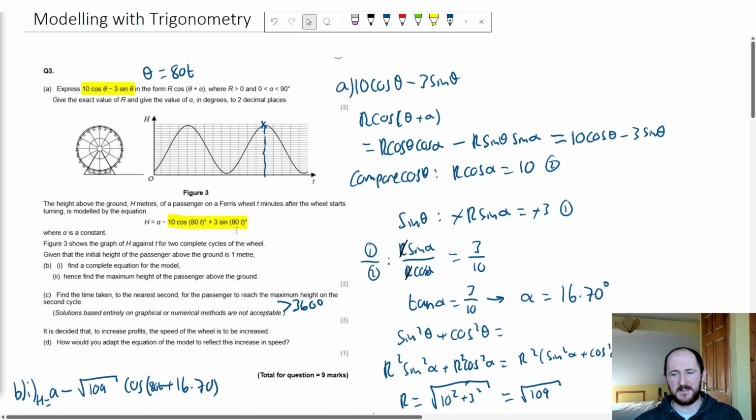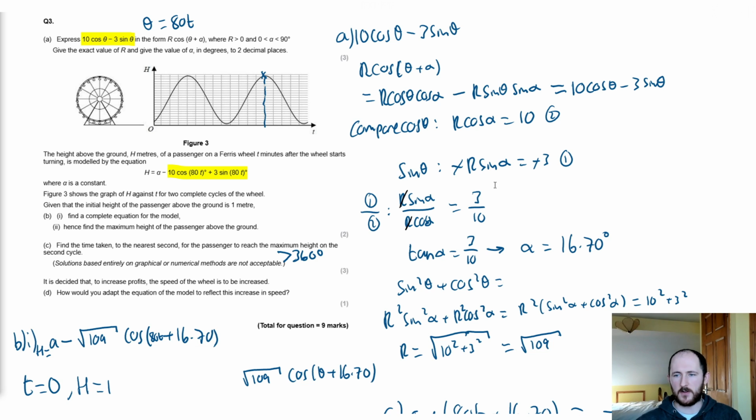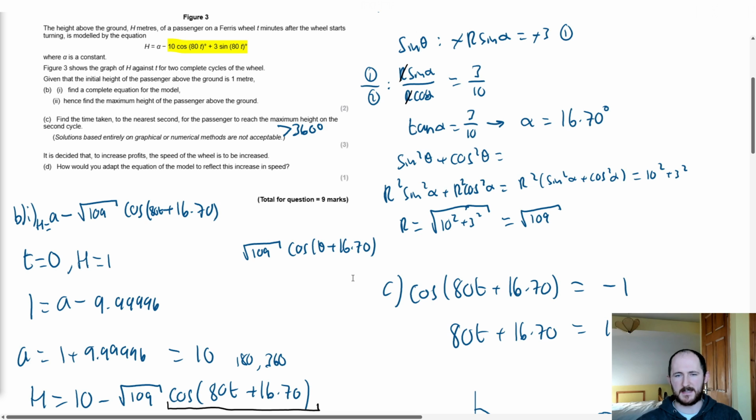That was quite a long question, even though it's only 9 marks. Again, the whole modelling with trigonometry section is a little bit tricky. It's not the easiest thing, especially when you have to apply it. But now that I've gone through one, you should be able to use this to help you with a lot of the other questions.